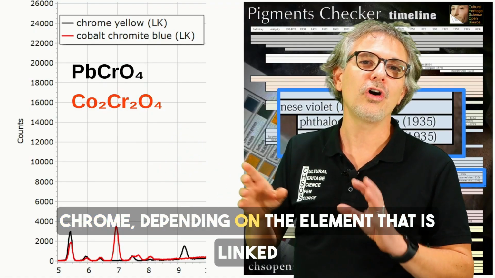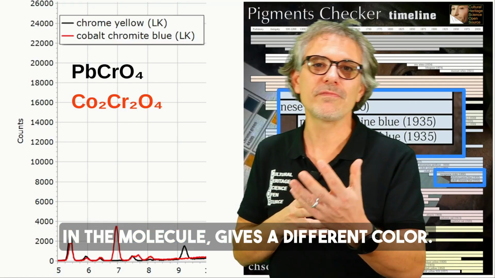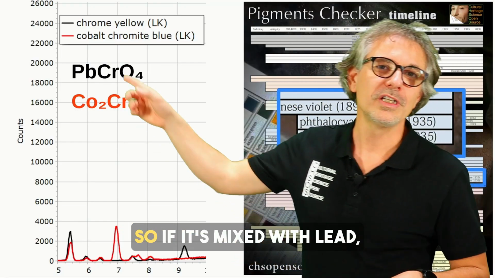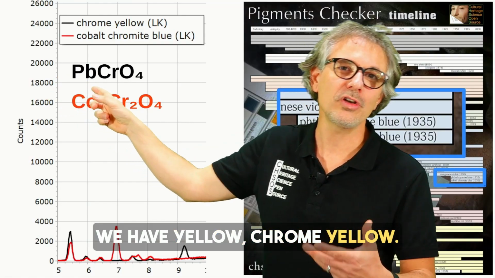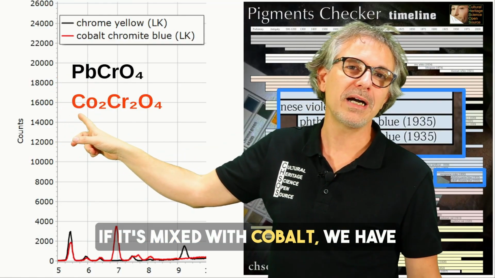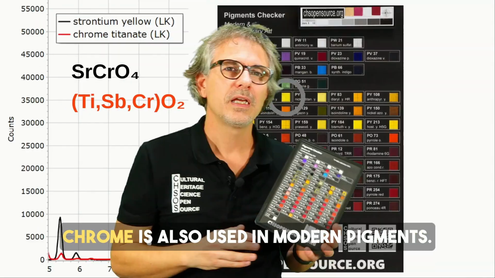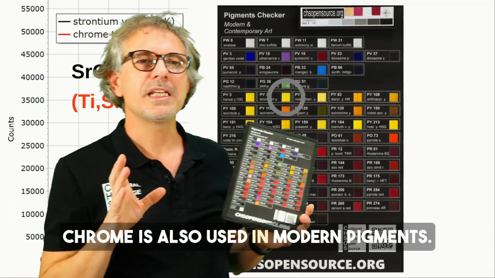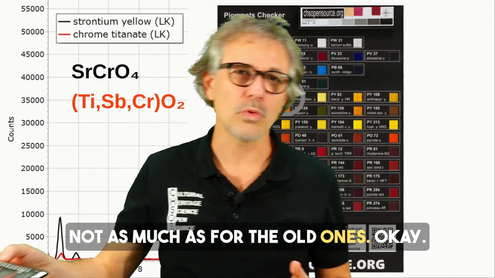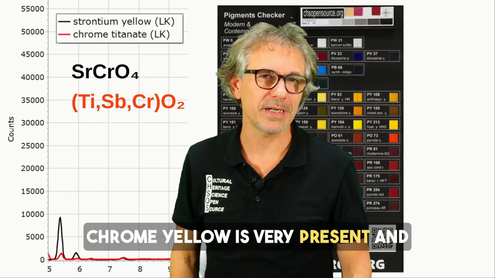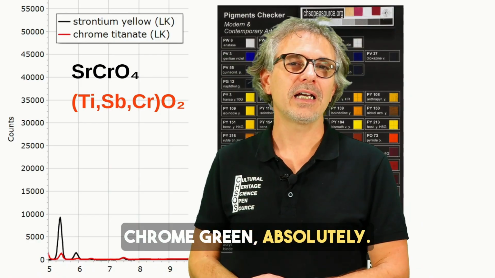Chrome, depending on the element that is linked in the molecule, gives a different color. So if it's mixed with lead, we have yellow, chrome yellow. If it's mixed with cobalt, we have a blue color, the cobalt chromite blue. Chrome is also used in modern pigments, not as much as for the old ones. Okay, chrome yellow is very present in a lot of artifacts in art, chrome green, absolutely.